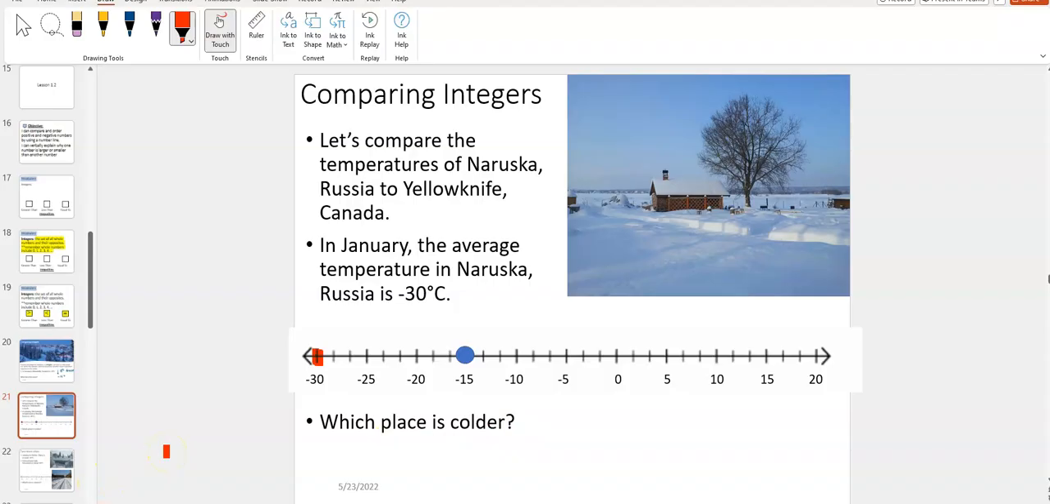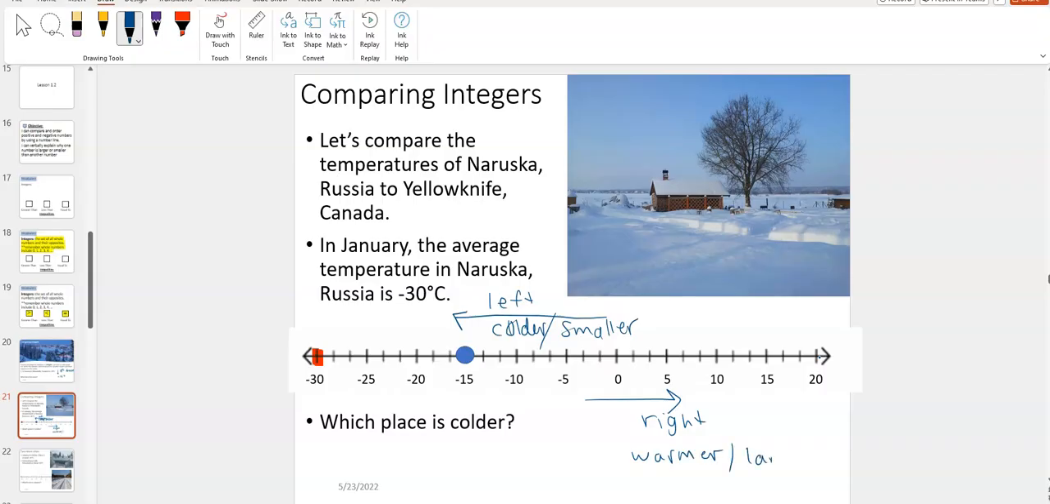Now, some of you may be saying that Russia is colder because it is farther away from 0, but you have to remember that 20 degrees is farther away from 0 than -15, but 20 degrees is warmer. So it's not just about its distance, it's about its placement. The farther left you are on a number line, the colder or smaller the number. And in this case, a smaller number means colder. The farther right you are on a number line, the warmer or larger the number.